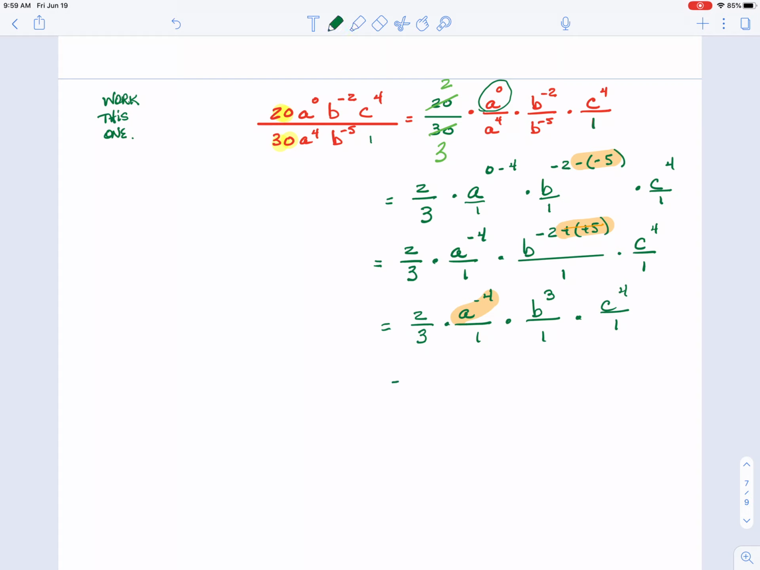this all back together. So here's 1 fraction bar. 2 goes on the top. 3 goes on the bottom. A to the 4th, +4th, comes down. B to the 3rd stays up there because it's a positive exponent. C to the 4th stays up there because it's a positive exponent. So the only bases that move around up and down are the ones that have negative exponents.